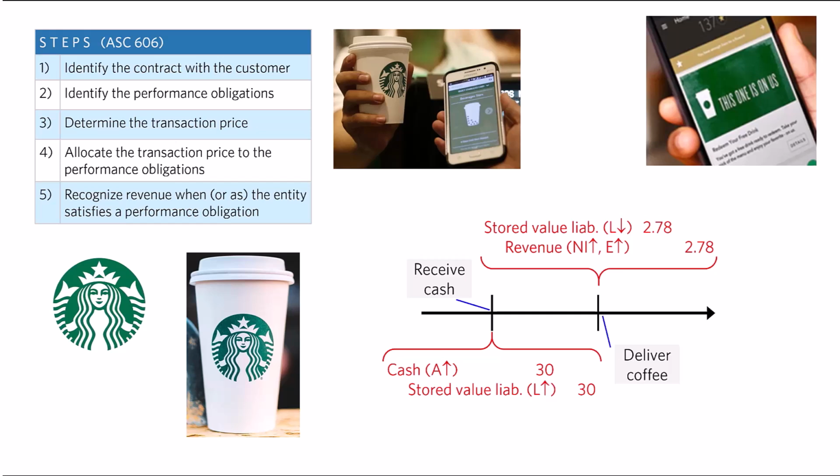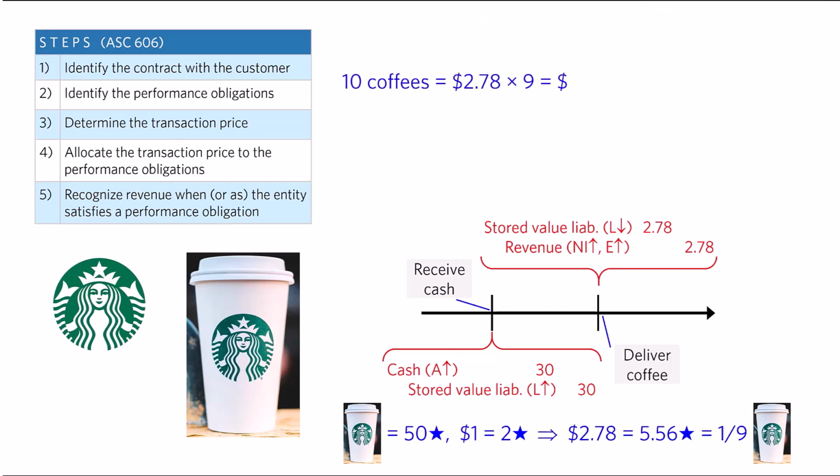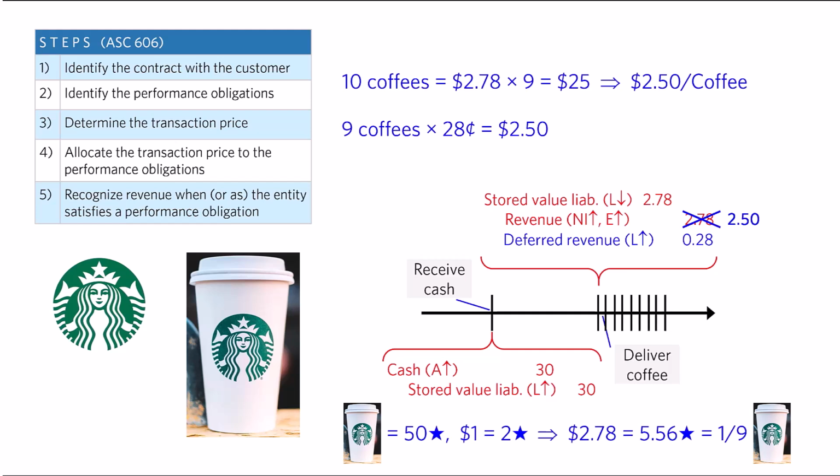The app also has a rewards program. A free coffee costs 50 stars, and each dollar spent gives you 2 stars. This means that each $2.78 coffee gives you about 5.56 stars, or equivalently about 1/9 of a free coffee. In other words, Starbucks collects $25 for the first 9 coffees and gives the 10th for free, and the real price is $2.50 per coffee. And Starbucks puts the extra 28 cents into the deferred revenue. By the time the customer has bought 9 coffees, the deferred revenue from Stars has $2.50 in it. The 10th free coffee then consumes the deferred revenue.